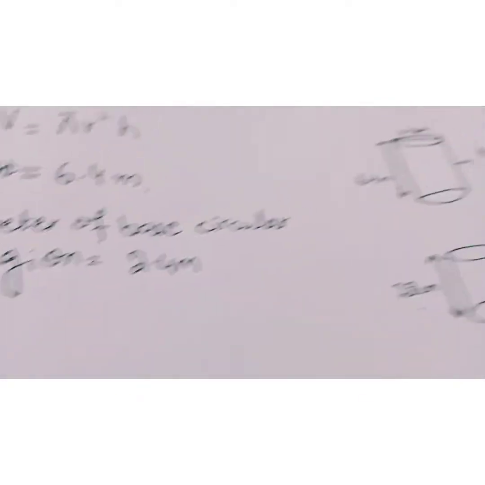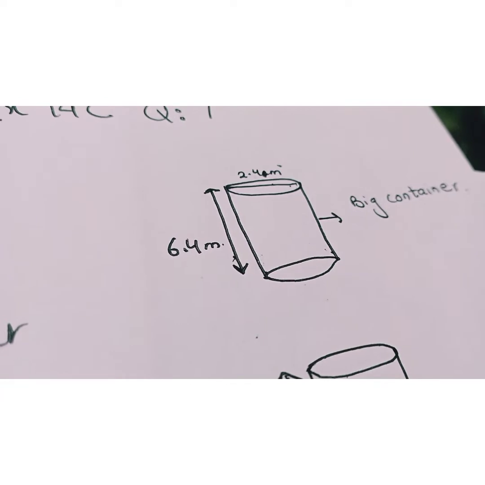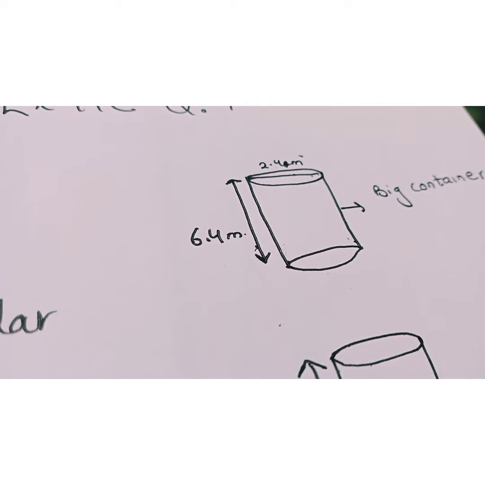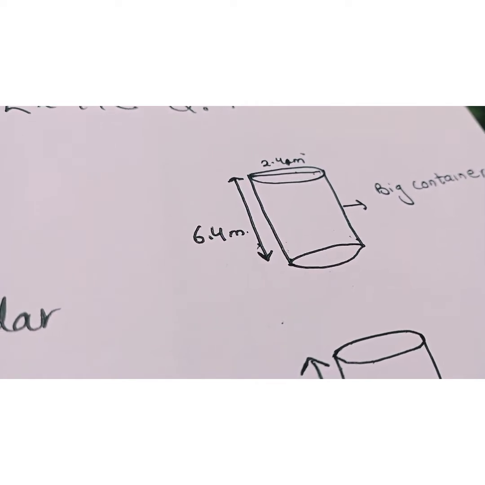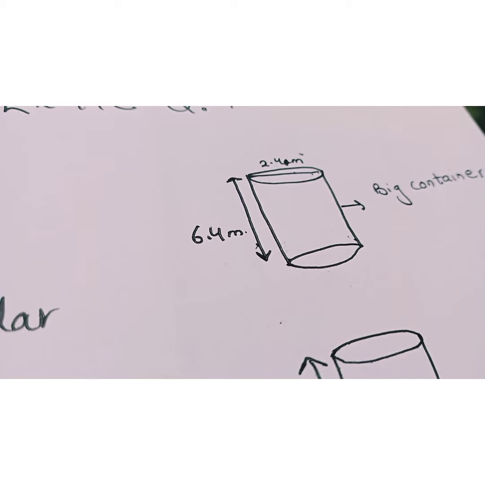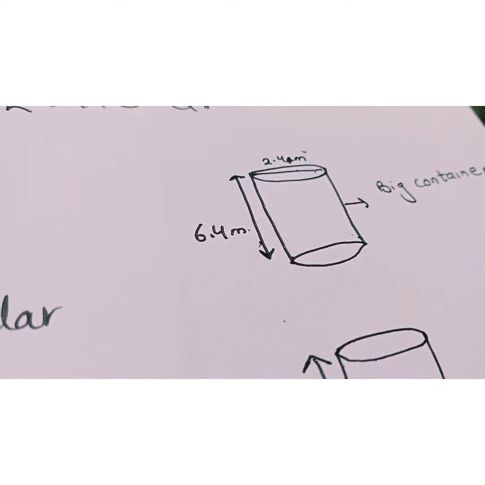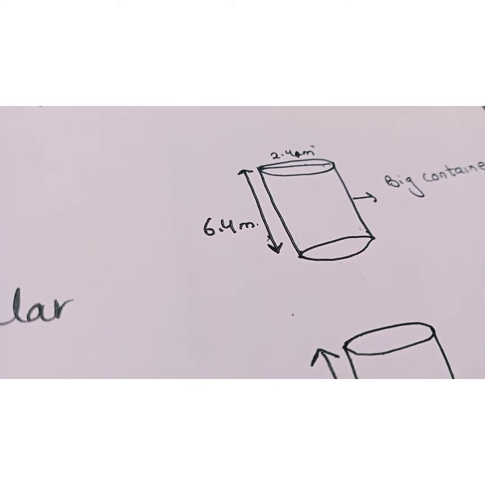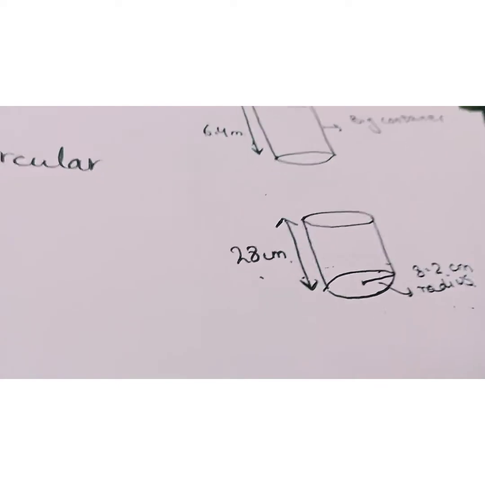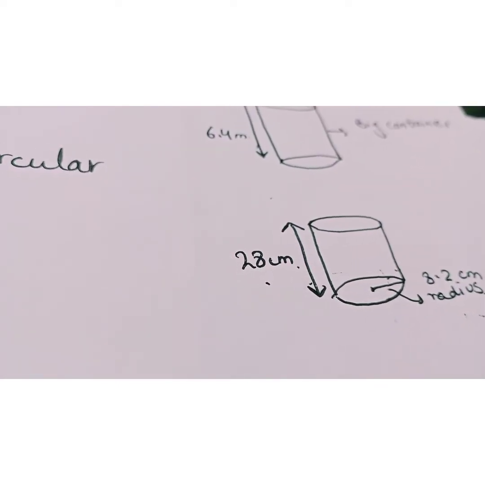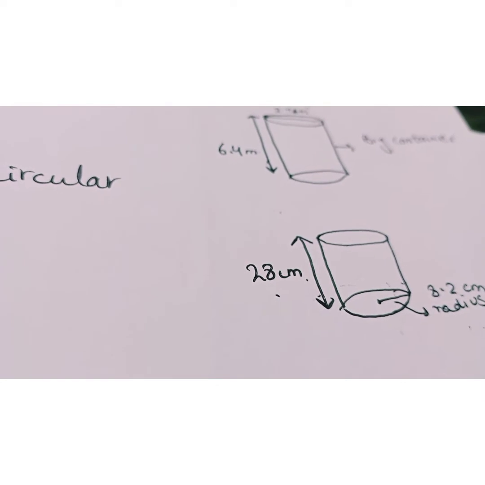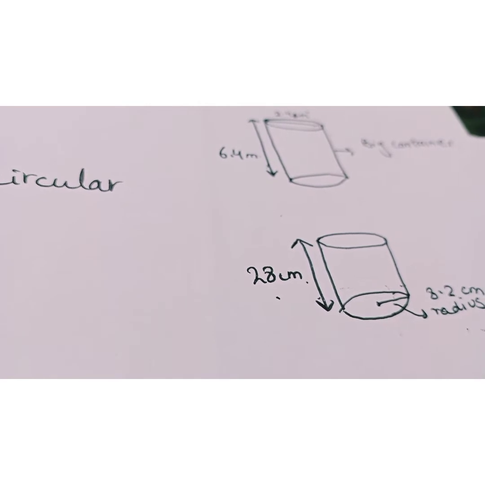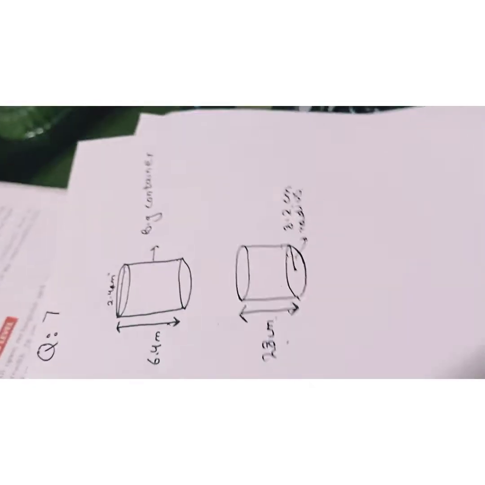Let's assume that a circular cylinder, a big container, of height 6.4 meters and circular diameter 2.4 meters is completely filled with oil to the brim. It means completely filled, leveled, and now it contains small cylindrical containers having a base radius 8.2 centimeter and height 28 centimeter. Now we have to find how many cylindrical containers of this base radius and height can be filled by this complete big container oil tank.